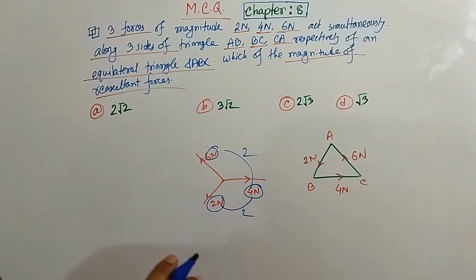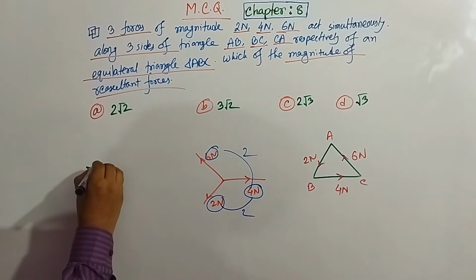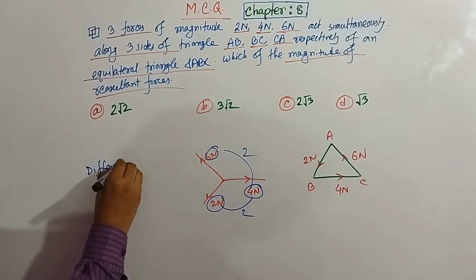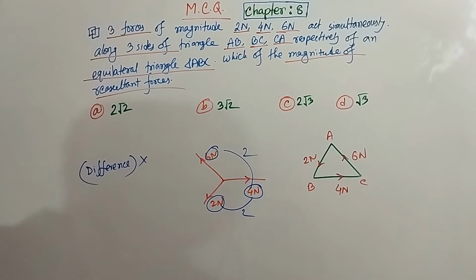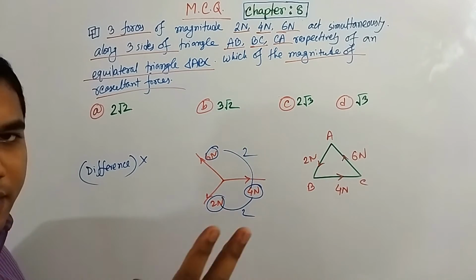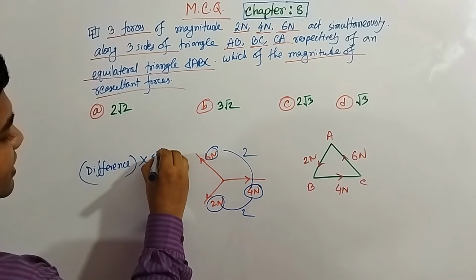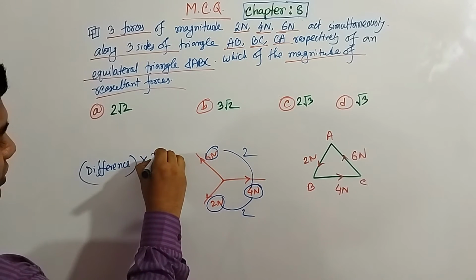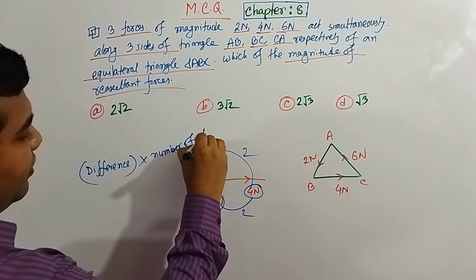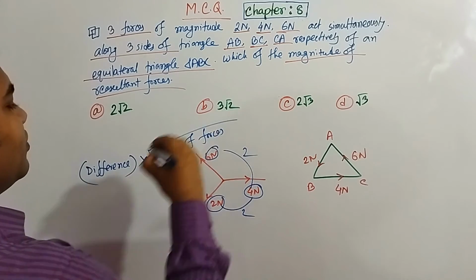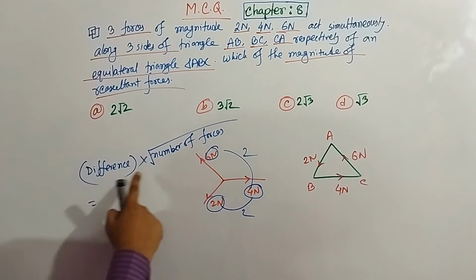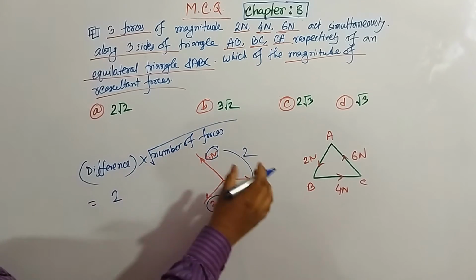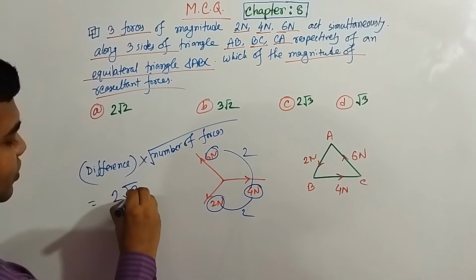So the difference between the forces, the difference of forces, into how many forces are there. There are actually 3 forces, or how many sides of a triangle? Obviously the number of sides is 3. So the number of forces should be under the root. So it should be the difference, which was 2, and the number of forces was 3. So the answer should be 2 root over 3.